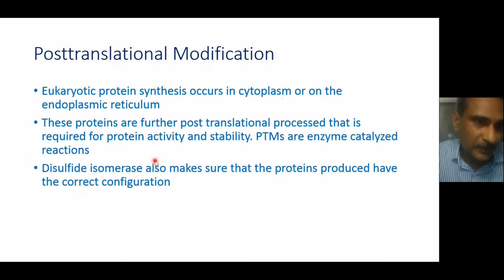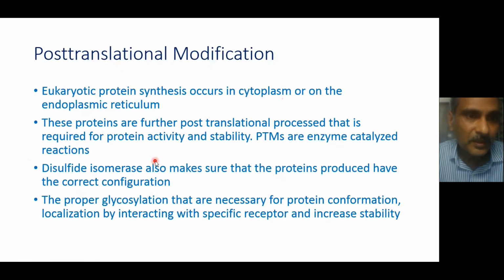For example, disulfide isomerase is an enzyme that carries out formation of disulfide linkages, which is very important for proper folding of several proteins and for their function. Also, glycosylation of several proteins is very necessary for having a proper conformation of the protein. Also, localization is determined by the type of sugar moieties added in glycosylation. Also, they will increase the stability of the protein. So that's why post-translational modification of the protein is a very important phenomenon, and it is a must for several proteins for their normal function.